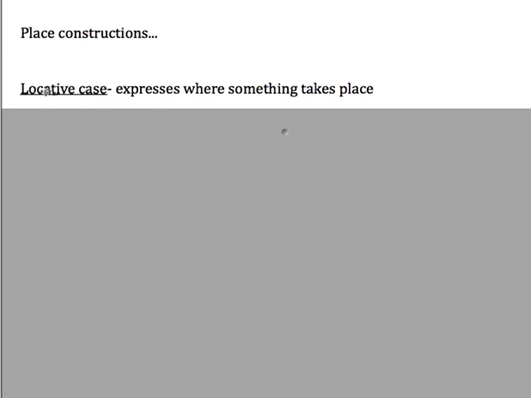The first thing we're going to learn is what's called the locative case. Now, you are not going to have to learn new endings. But there is this thing called the locative case that tells you where something takes place. So you're going to translate it in or at: in school, at the pool, at home, in the road. Those would be examples.